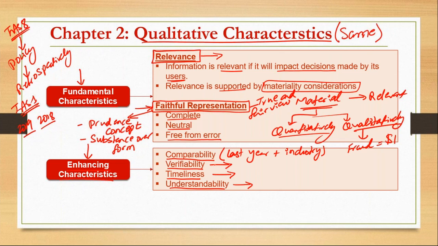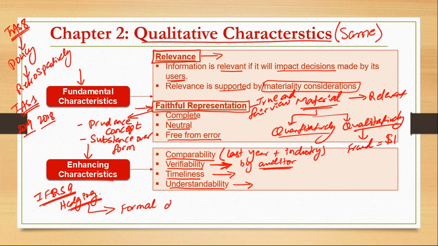Verifiability basically means that the values should be verifiable by the auditor. For example, according to IFRS 9, if we talk about the case of hedging, there are certain criteria which should be met for hedge accounting to be applied. One of those criteria includes that there should be a formal documentation that we are going to hedge whatever item it is. The hedged item, the hedging instrument, and the hedge type should be documented.